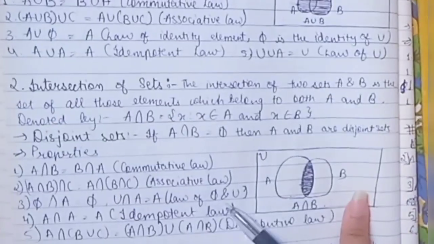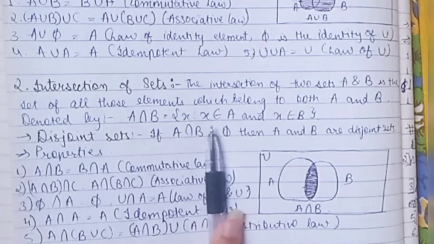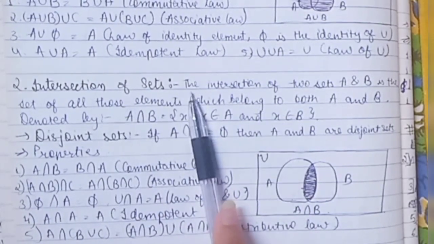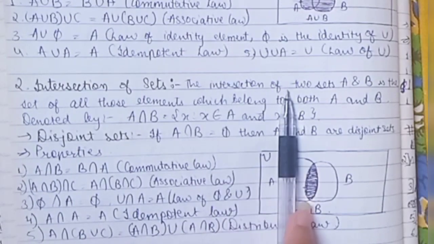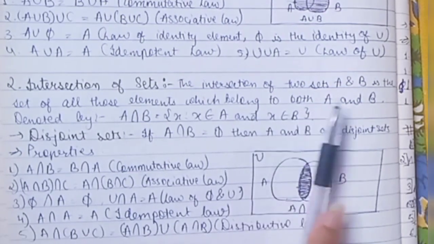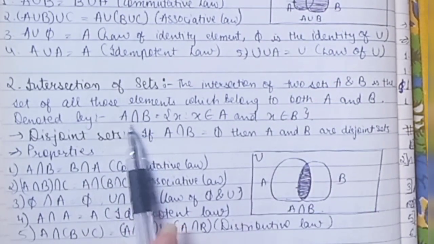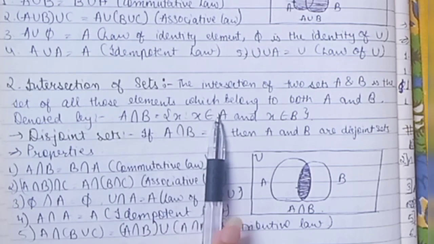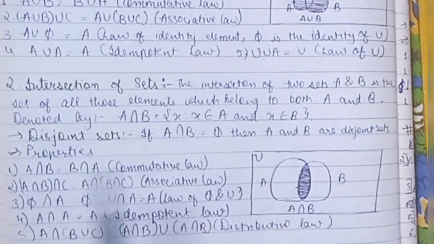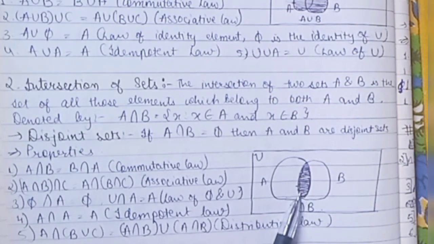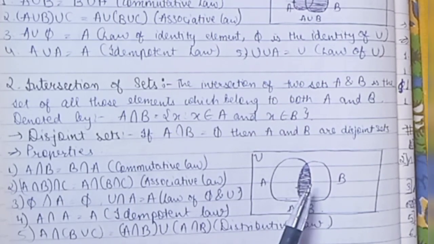Now our next topic is intersection of sets. This isn't our next topic, this is the next operation of sets. The intersection of two sets A and B is the set of all those elements which belong to both A and B, denoted by A ∩ B. This sign is intersection. A intersection B is equal to {x such that x belongs to A and B}. All the elements which are in A and B are in the area which is shaded. So this is A intersection B.